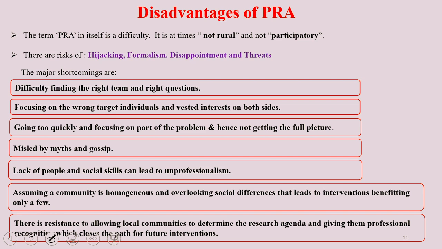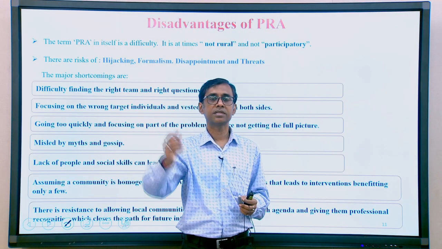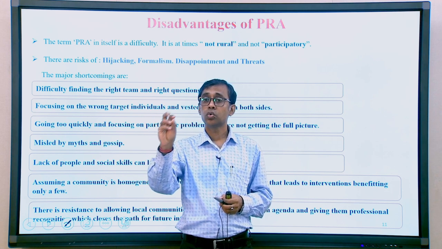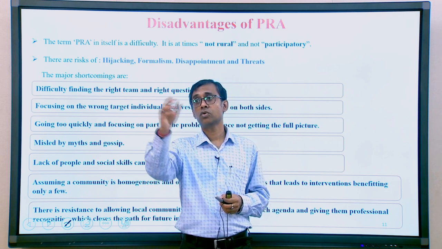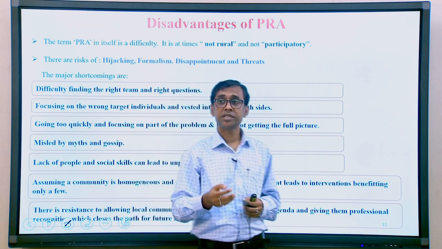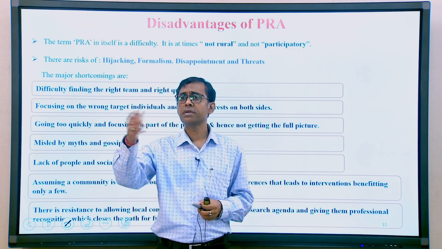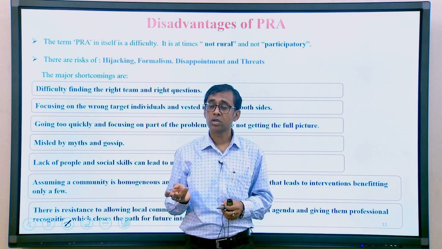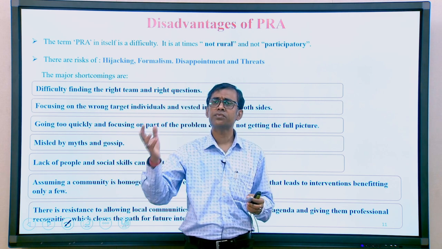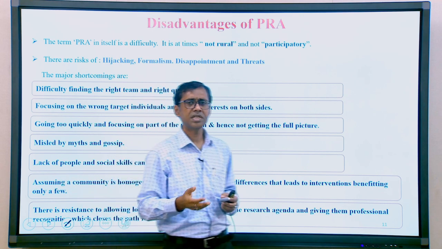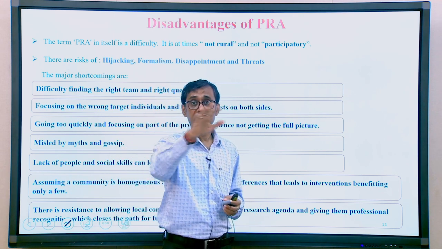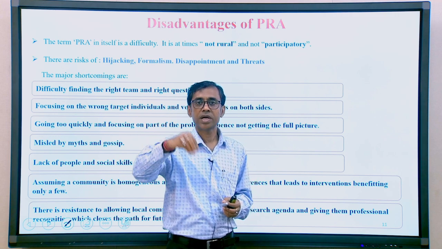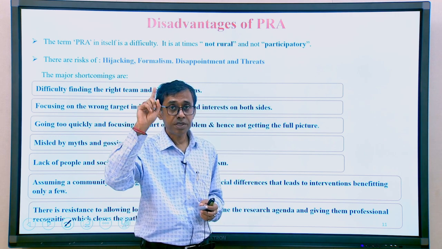There is also the risk of hijacking, formalism, disappointment, threats. How? Hijacking means suppose you have 50 people, community, villagers sitting there. There may be one or two persons who are representatives of the local political leader or panchayat leader, or they may be representatives of some private agencies or companies. You never know. There are a lot of villagers in a village and many of them are involved with many other people, organizations, interests. So, they may sit there inside the hall or the meeting place where you are carrying out the PRA exercise with some already predetermined agenda.